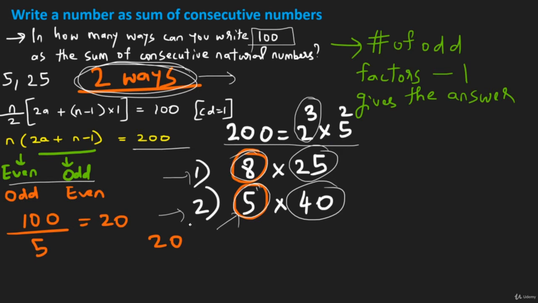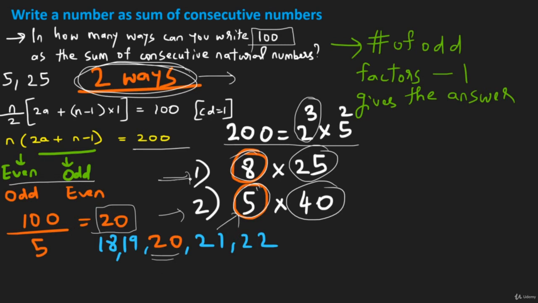So I take the next 2 numbers, that's 21 and 22, and I take the lower 2 numbers, that's 18 and 19. Now if I add these numbers, I will get my answer as 100. So 18 plus 19 plus 20 plus 21 plus 22 is equal to 100. Here, the 20 that we got is the middle value.